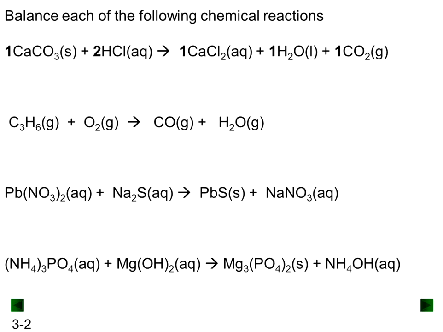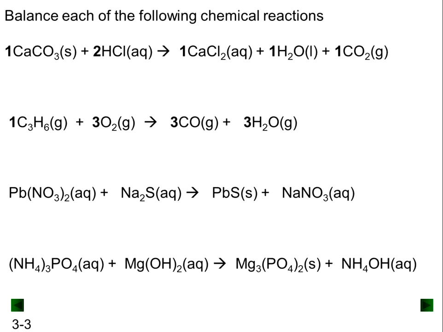We've got 3 carbon atoms in propene, so we'll need 3 carbon monoxide molecules on the right-hand side. We have 6 hydrogen atoms in propene, so we'll need 3 molecules of water on the right-hand side to produce 6 atoms of hydrogen. And at this point, then, we'll have a total of 6 oxygens, so we'll need a coefficient of 3 in front of the oxygen. Our correct coefficients are 1, 3, 3, and 3.